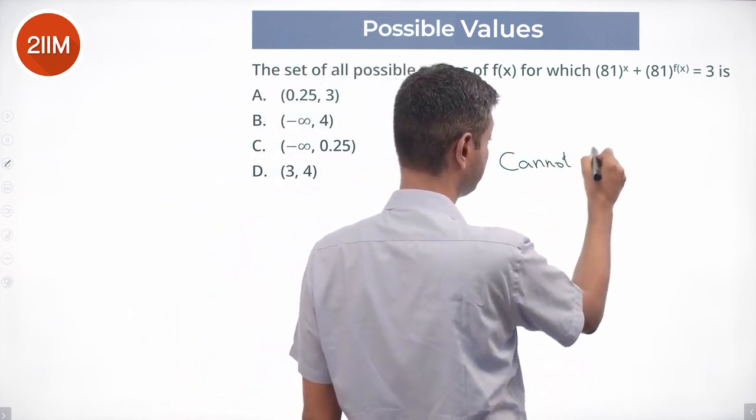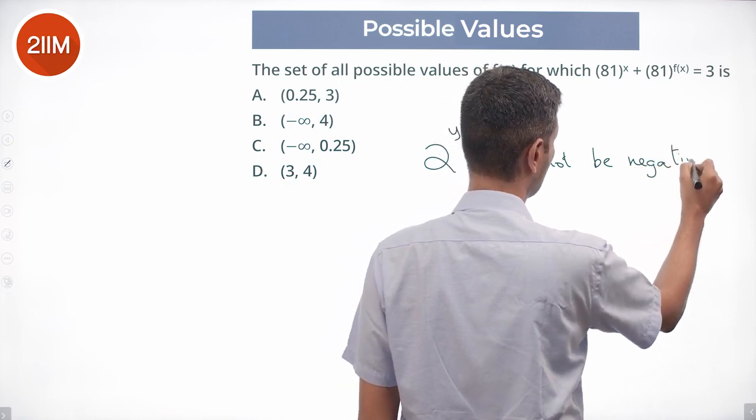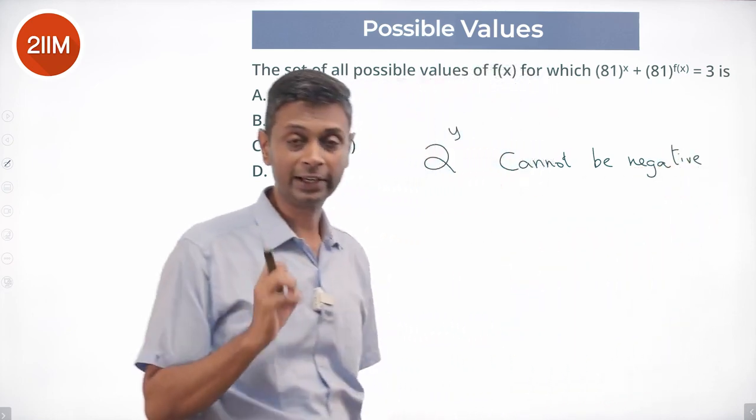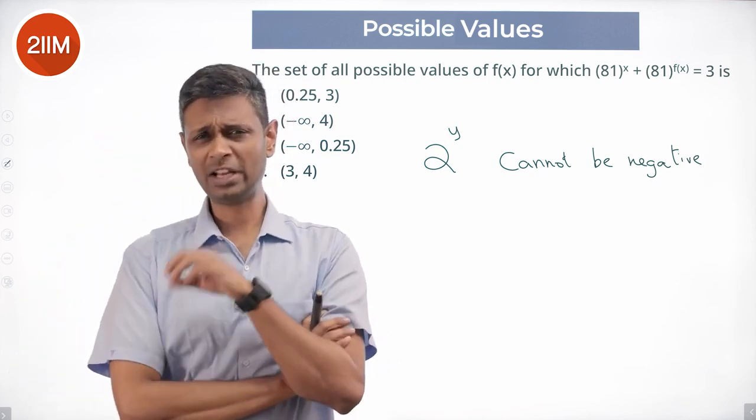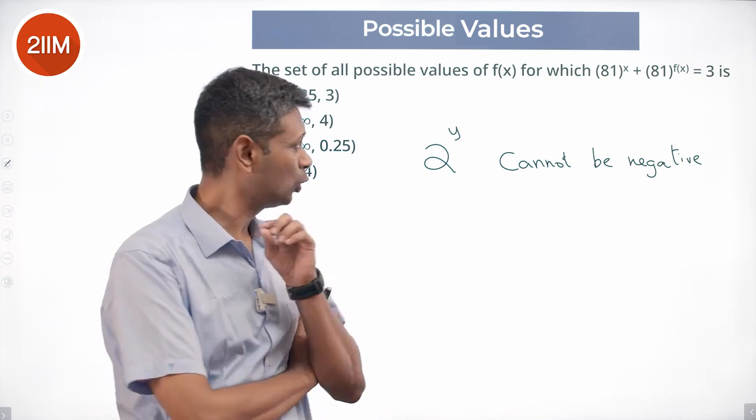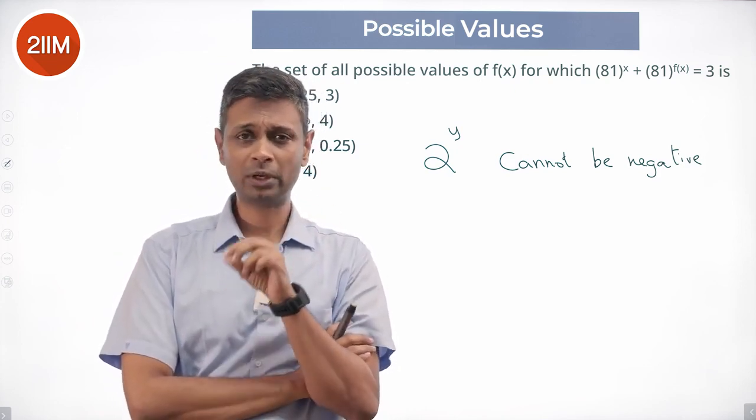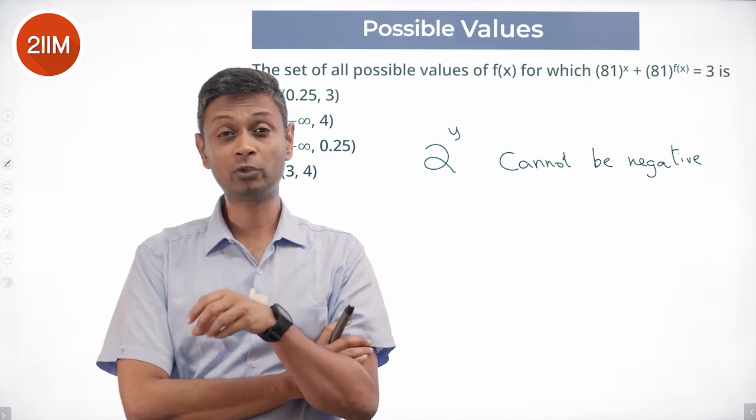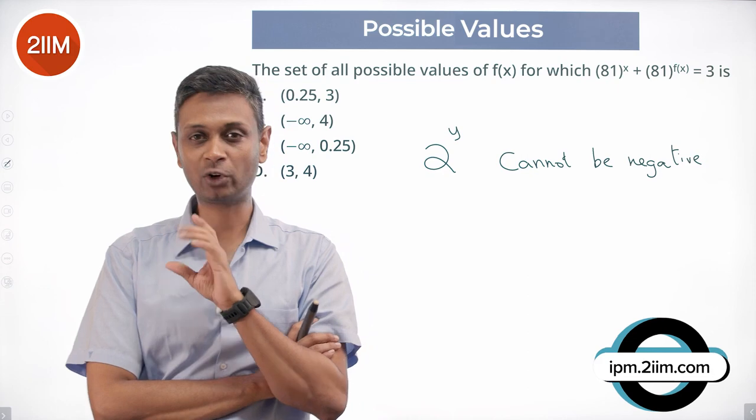Cannot be negative. Super important idea, very powerful idea. 2 power y cannot be negative. It's a very simple, very powerful idea. 2 power y cannot be negative. Right? It cannot be negative. 2 power 3 is positive, 2 power 1 by 3 is positive, 2 power minus 3 is positive, 2 power minus 1 by 3 is positive. 2 power y cannot be negative.